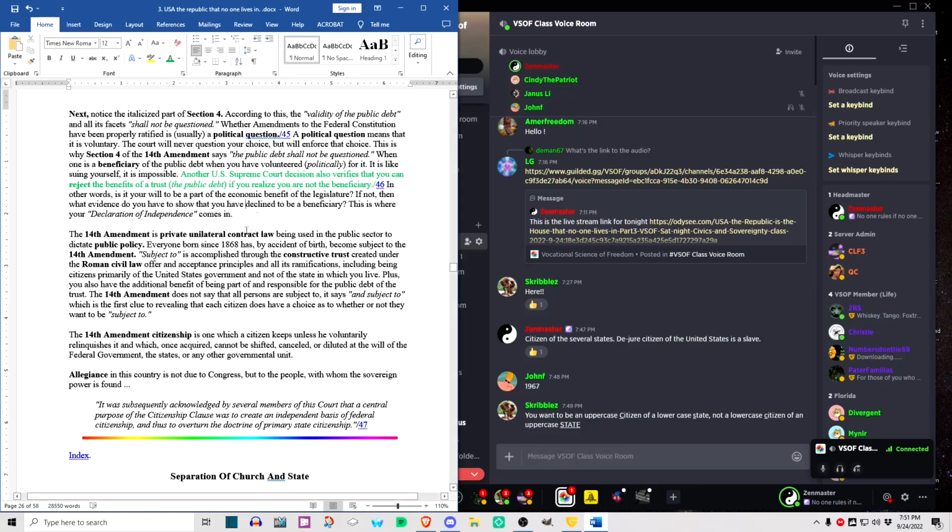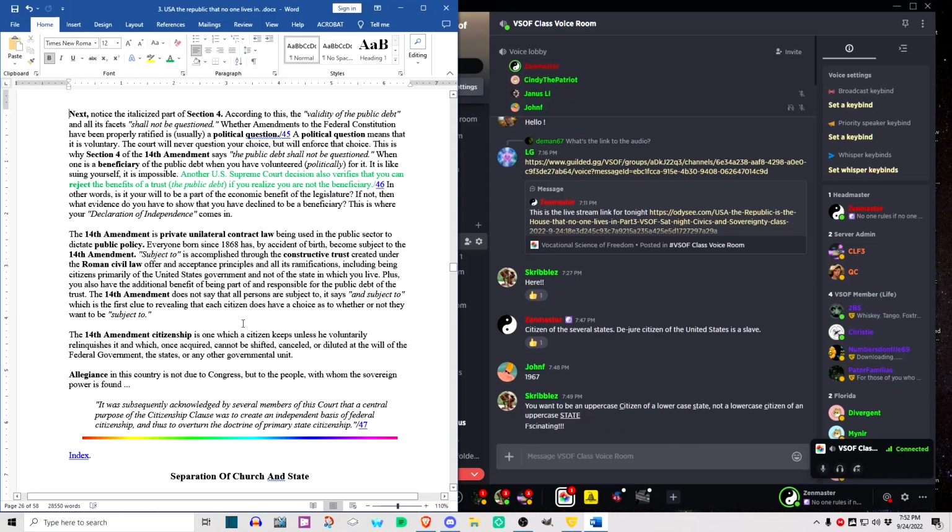So, in other words, it is your will to be a part of the economic benefit of the legislature. If not, then what evidence do you have to show that you have declined to be a beneficiary? This is where your Declaration of Independence comes in. Now, I think later on in this document he does have an example, but everything that he's talking about regarding this stuff is all taken care of in the Vocational Science and Freedom Status Docs. It's just done in a slightly different way.